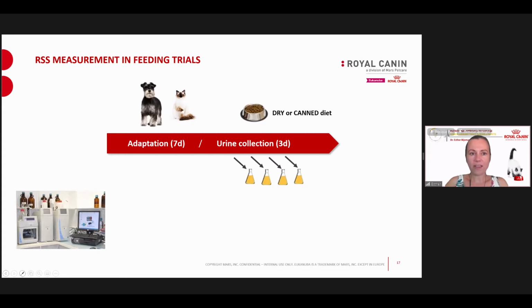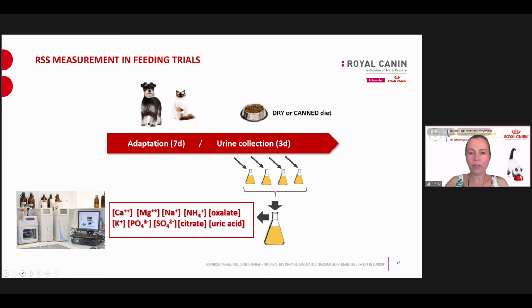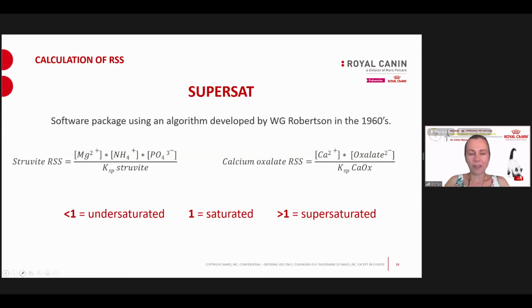So how do we measure RSS in feeding trials? First, we feed the particular food that we're interested in for 7 days, called the adaptation period, after which the animals are in individual lodges and we collect all their urine samples over the course of 3 days. All these urine samples are pooled together, and on this urine pool, using ionic chromatography, we will measure the different ions that are involved in urolithiasis. And after this, we have the concentrations of these ions, and we calculate the RSS value using a software package that involves an algorithm that was developed actually in the 1960s already.